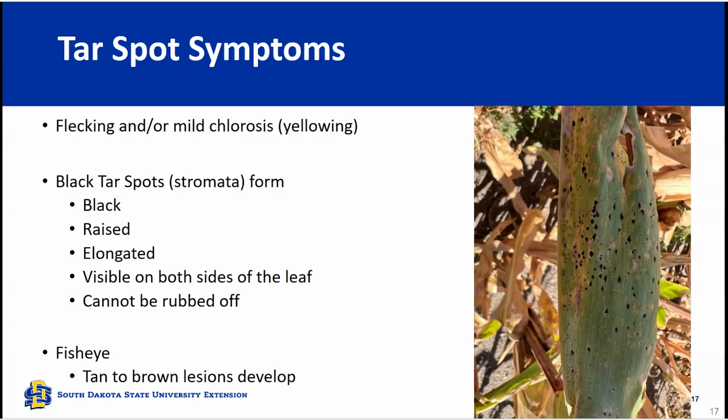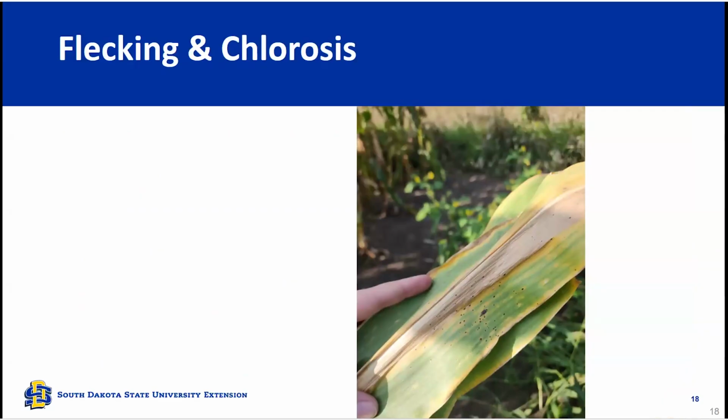The other one that I'll show you is a symptom called fisheye. It's kind of tan to brown in color and it resembles a fisheye. We have not seen the fisheye here in South Dakota, but our neighboring states have had that symptom out there. So again, this is looking at that flecking and chlorosis, kind of seeing that yellowing, almost like the leaf is getting a little bit older. And you're starting to see a lot of little black tiny lesions or pustules start to develop and they start to elongate.